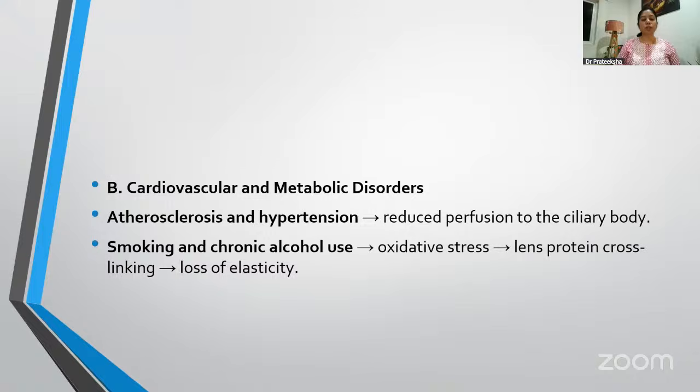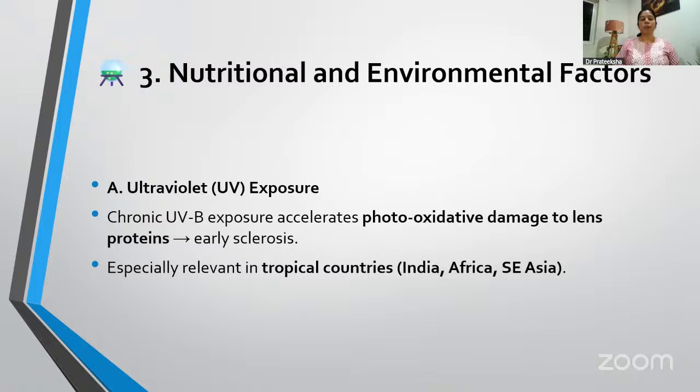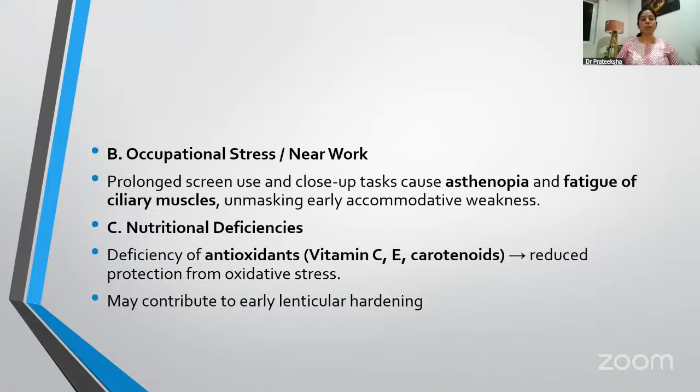Then cardiovascular and metabolic disorders like atherosclerosis and hypertension reduce perfusion to the ciliary body. Smoking and chronic alcohol use again can cause oxidative stress, lens protein cross-linking, and loss of elasticity. Nutritional and environmental factors: most common is ultraviolet exposure. Chronic UVB exposure accelerates photooxidative damage to the lens protein and early sclerosis, especially relevant in tropical countries like India, Asia, Africa. Then occupational stress and near work: prolonged screen use and close-up tasks cause asthenopia and fatigue of the ciliary muscle, unmasking early accommodative weakness. Nutritional deficiencies, such as deficiency of antioxidants like vitamin C, E, and carotenoids, reduce protection from oxidative stress. They may contribute to early lenticular hardening.